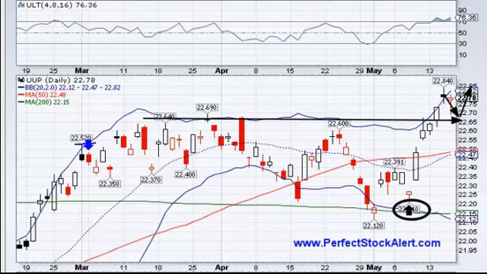Also, you'll note that there's not a hammer candle, not a shooting star at the top of this run here. That again would indicate that this is not actually a top. Over here you had that shooting star signal. Over here you don't.